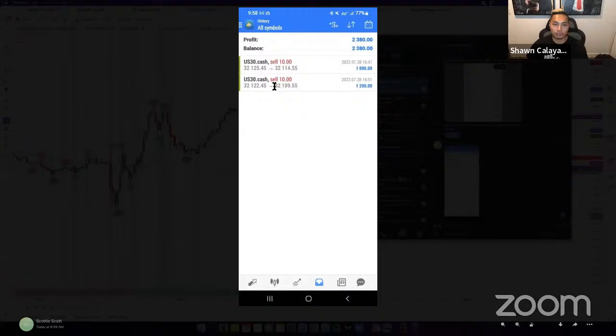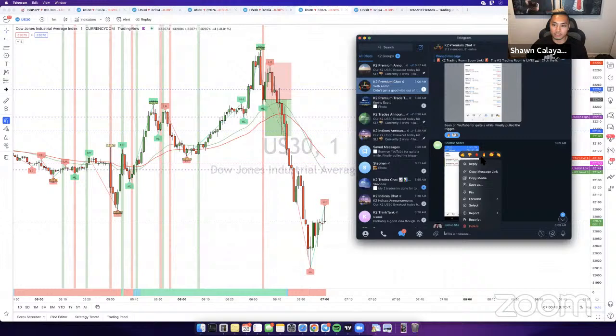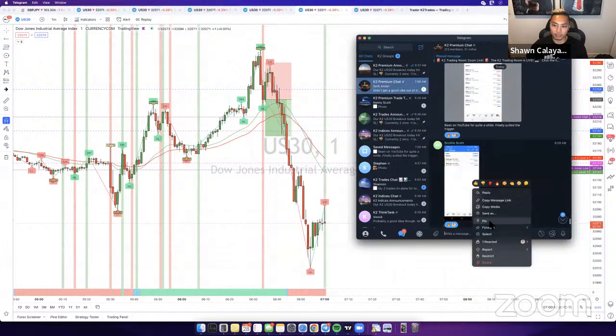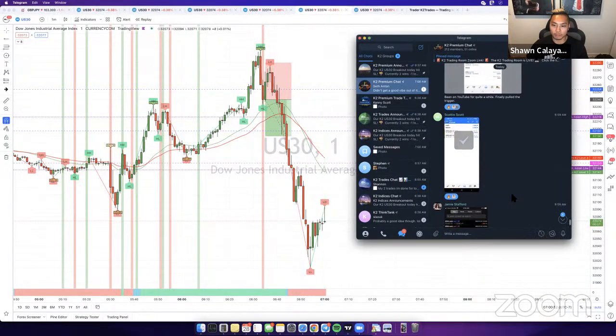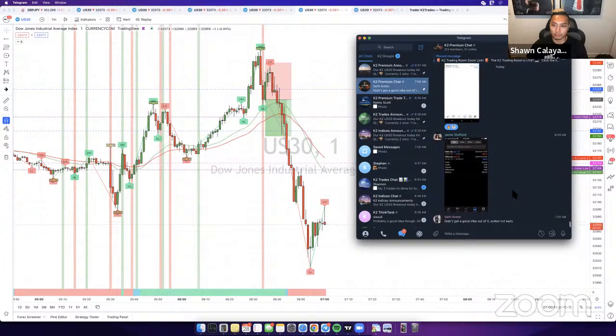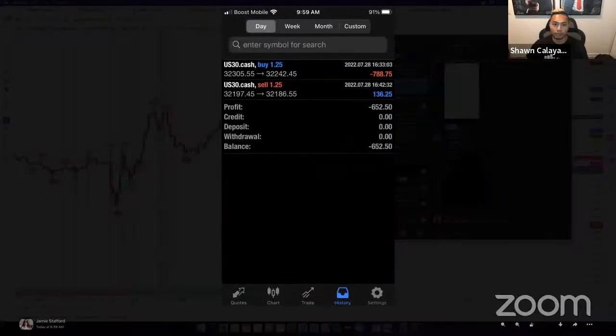Scotty over here took the daily on the 1 minute for his sell right here at 647. He also took the daily on the 3 minute, total profit of 2,380. So that's probably going to be something that we'll implement moving forward, because we've tested and it does work pretty well. Jamie over here as well, she took the loss on the breakout, but then she made a small win over here for the daily.